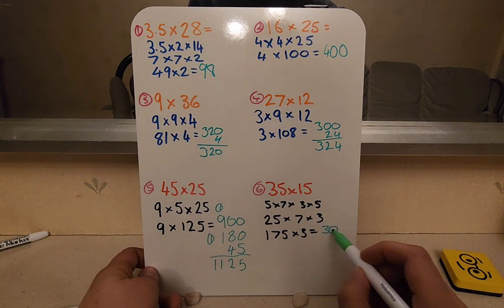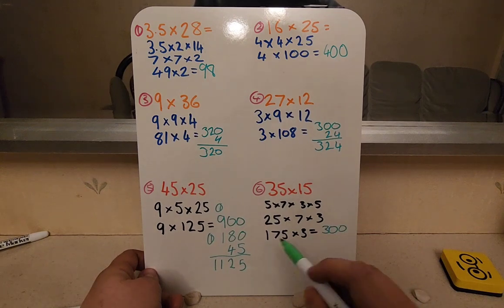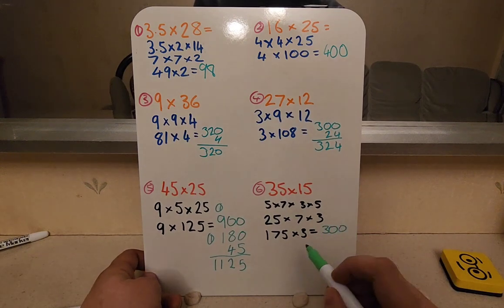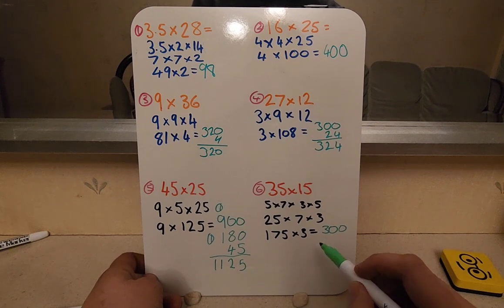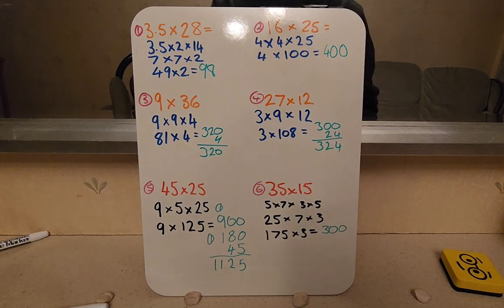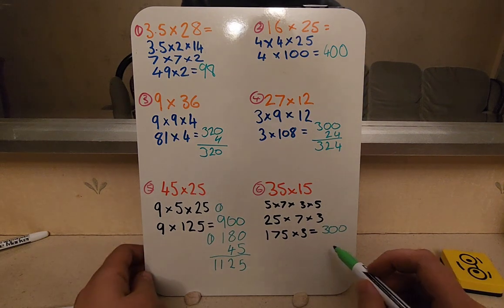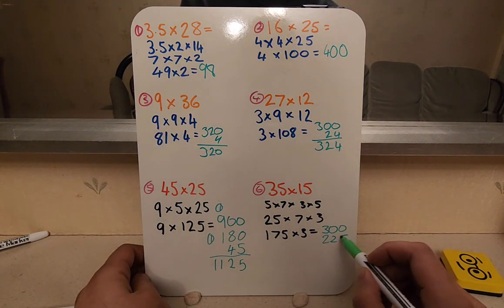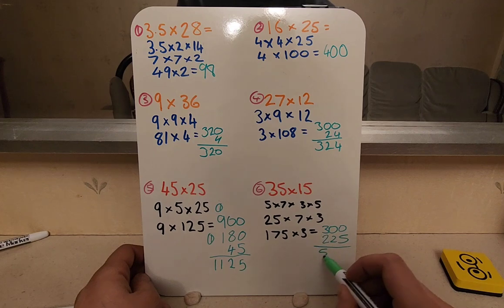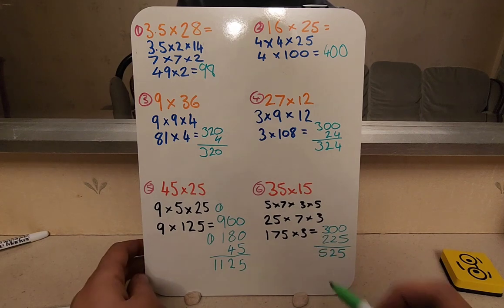100 times 3 is going to be 300. 75 times 3, I would just double 75 to be 150, add 75 on top of that, and here we are at 225. With our answer of 525.